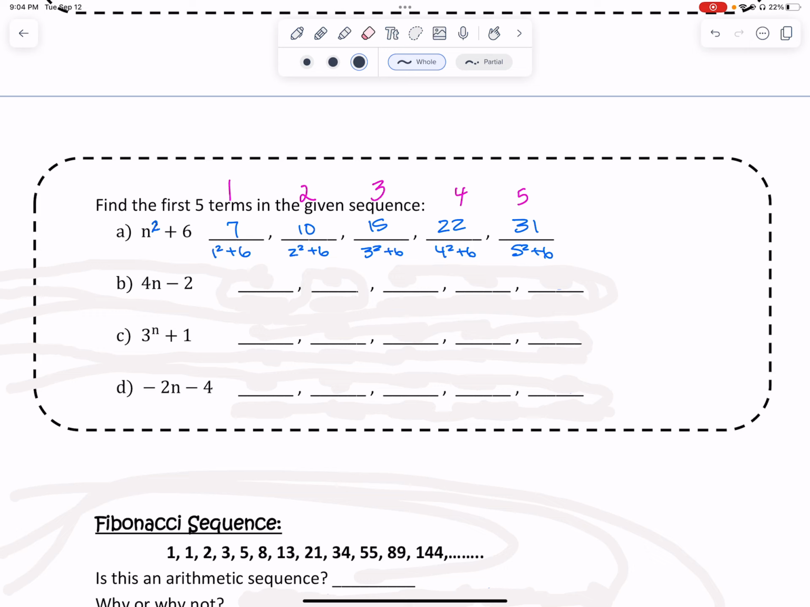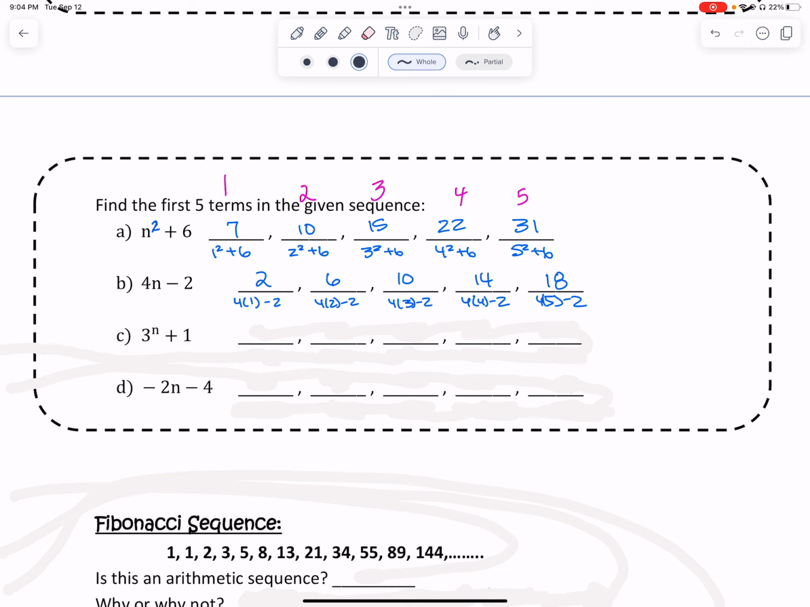Okay. I'm going to do the same thing with the next one, except I'm not going to square it. I'm going to take my n, multiply it by 4, and then subtract 2. Once again, this is the first term, so the n that I plug in is going to be 1. So I'll put a 1 right there. Okay? So 4 times 1 is 4, minus 2, that's going to give me 2. And then 4 times 2, that's 8, minus 2, that gives me 6. And I keep going. The next one is 4 times 3 minus 2, then 4 times 4 minus 2 to get the rest of those.